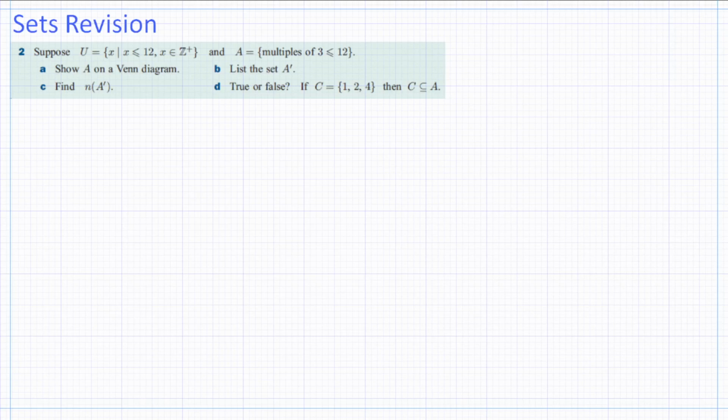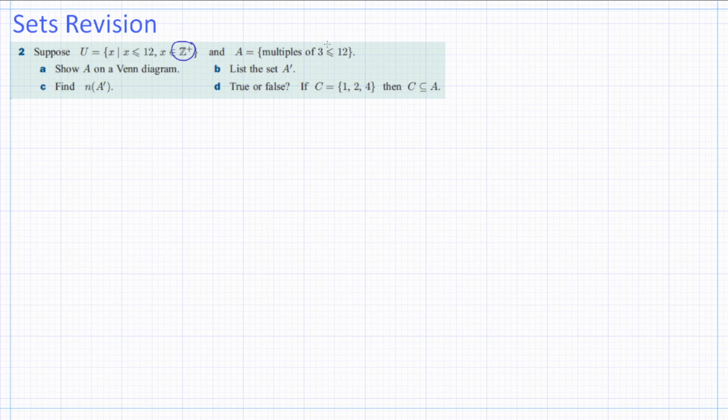Okay, so here we go with another revision example, and let's take a look at this one. So, number 2, suppose the universal set is all x's, now we're only taking into account our positive integers, and less or equal than 12. A is multiples of 3, which are less or equal than 12 as well. Letter A, show A on a Venn diagram.